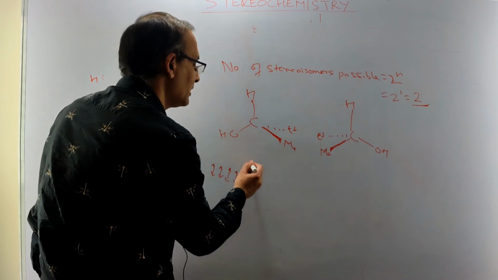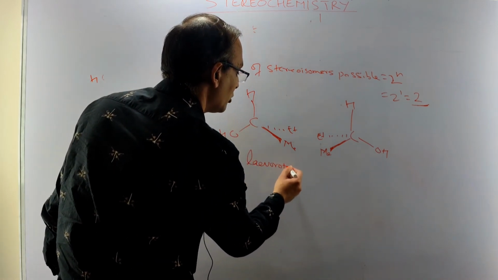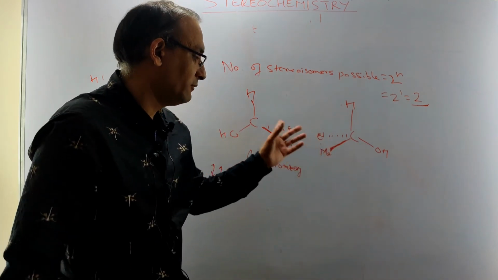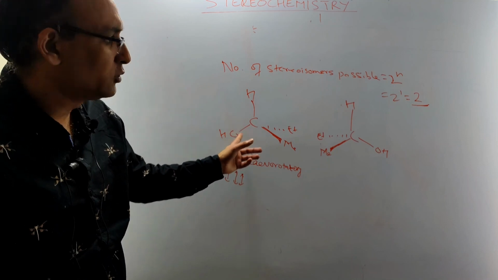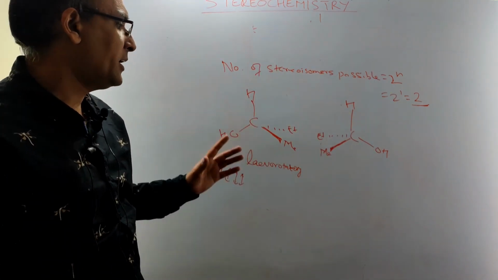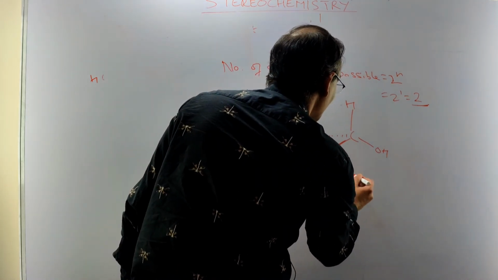Imagine this one rotates the plane polarized light in the left direction. We call it levorotatory. And if this one is rotating left, then the other has to rotate in the right direction. There is no other option for it. This will be called dextrorotatory.